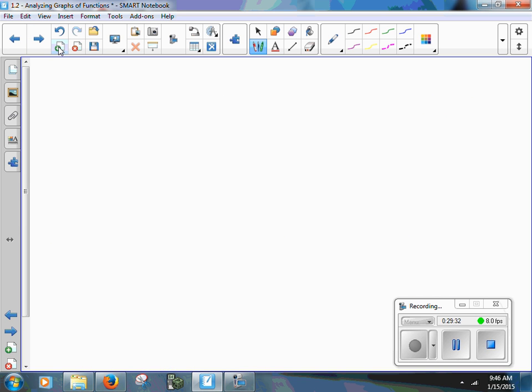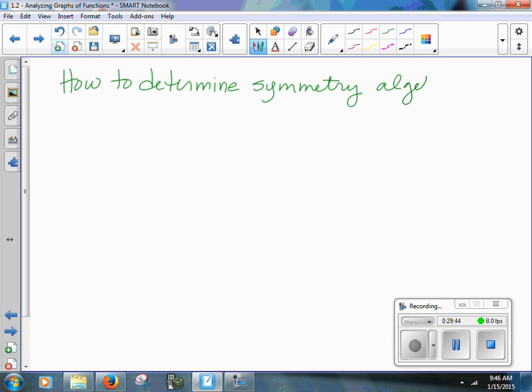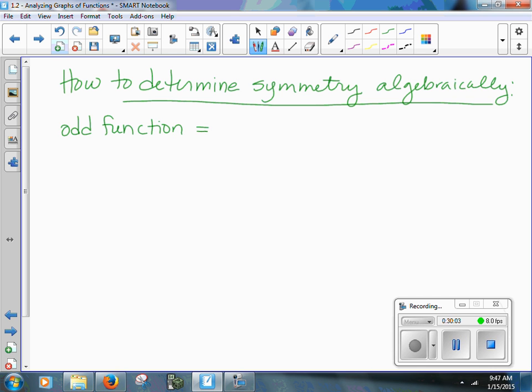Let's do this. How to determine symmetry algebraically. There's got to be a shorter way to write all of that without copying that whole slide. All right, what was the first one? Odd function equals symmetric to origin.